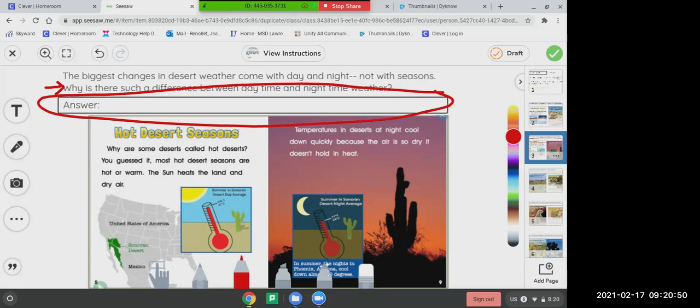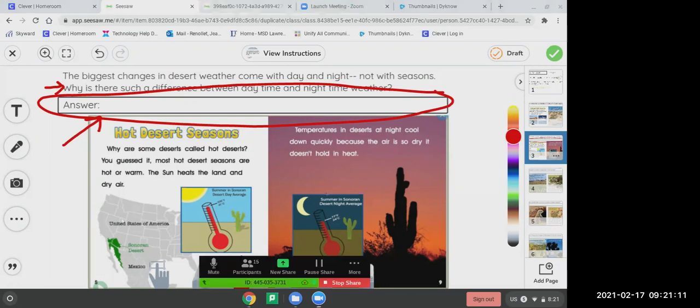So we're going to begin with these 2 pages. 2 and 3, we're going to work together in our breakout room. And your goal is to read the texts and type your answer to the question right here. We're going to go into a breakout room. Give me just a minute to assign you to a breakout room where you can work together.